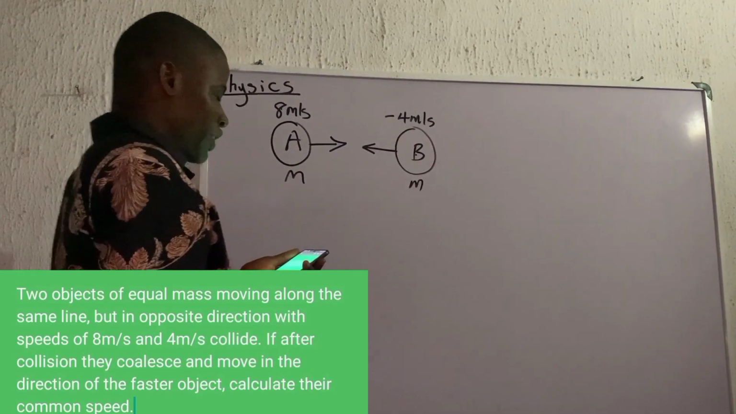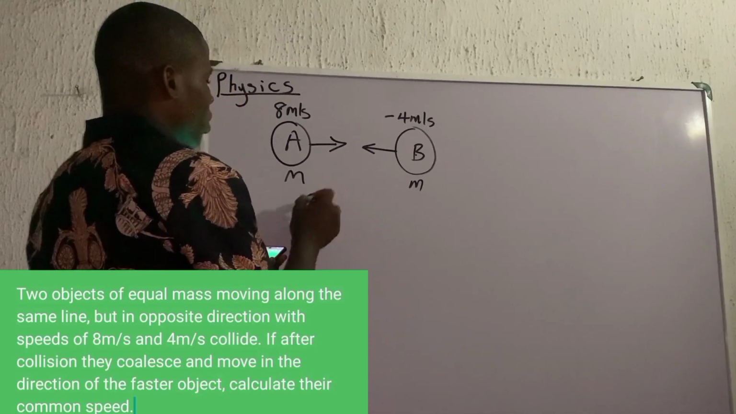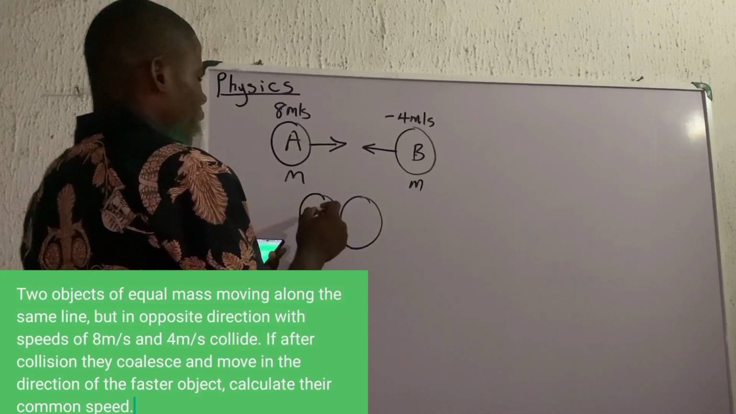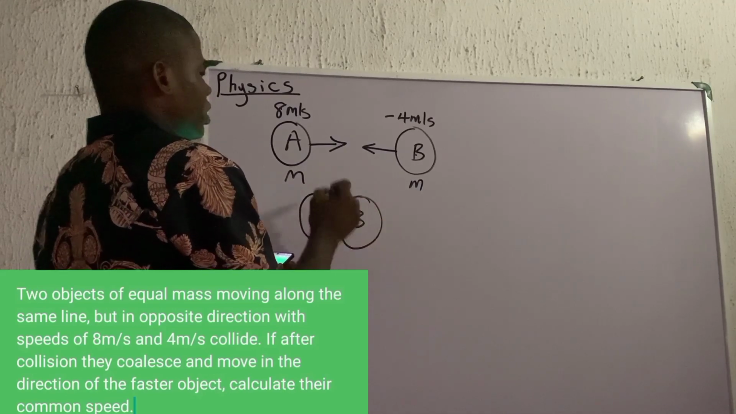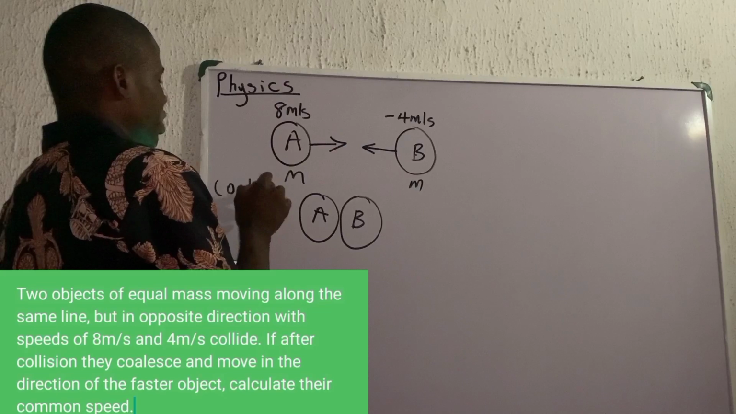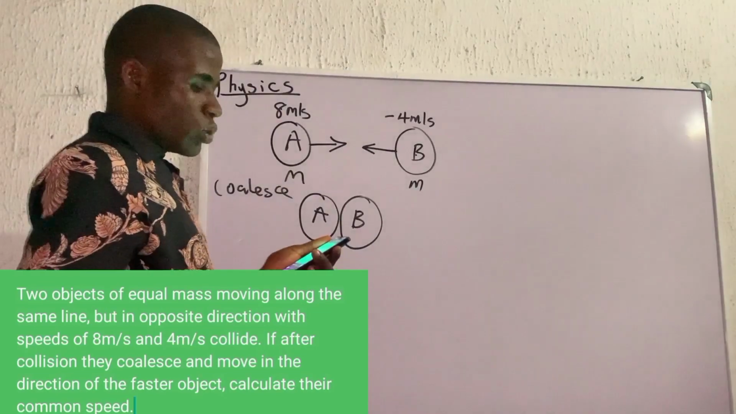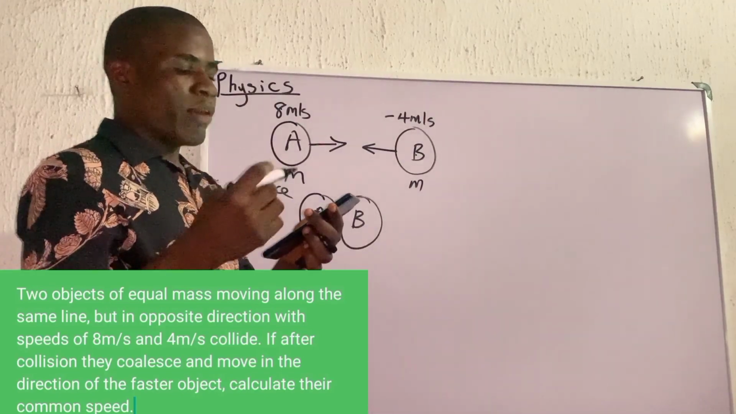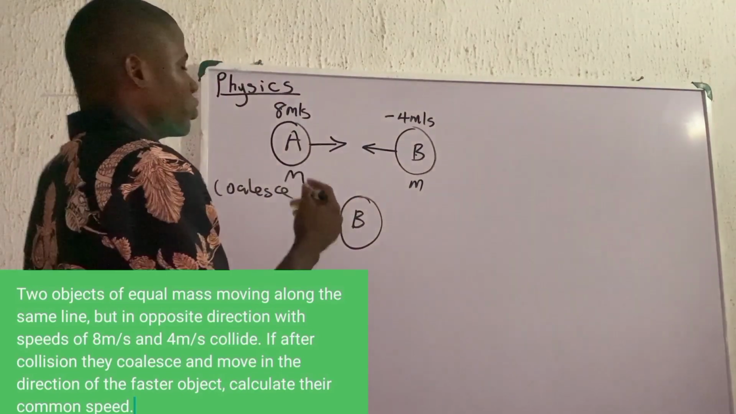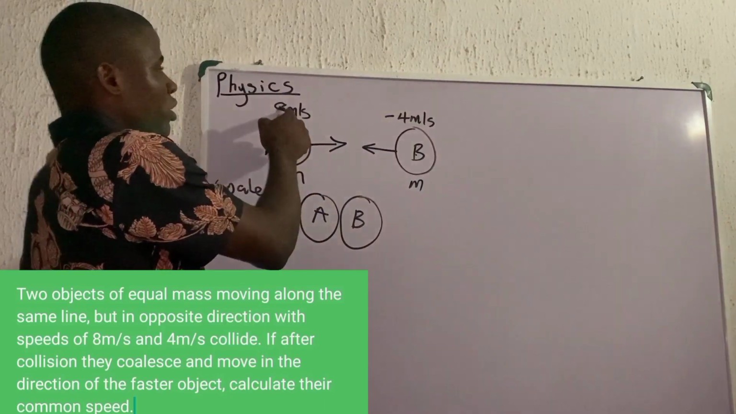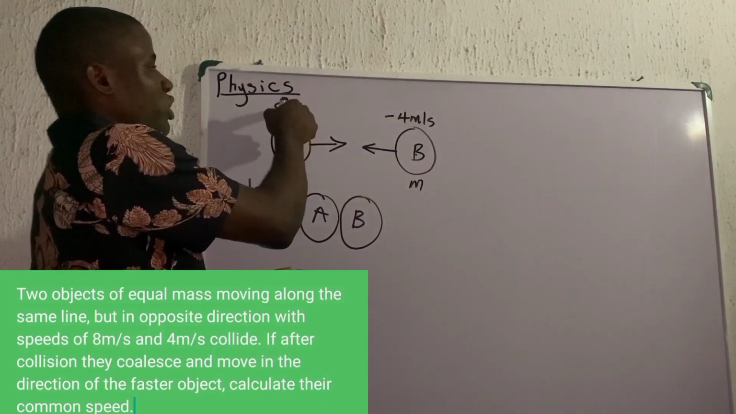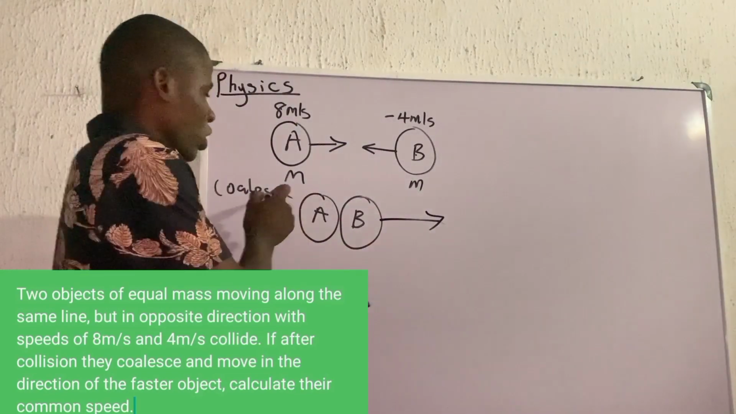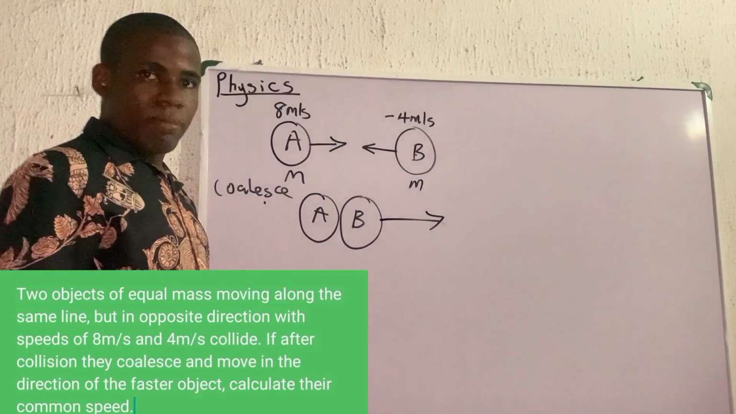So if after collision they coalesce, now after they collide, they coalesce. The word coalesce you are seeing in the question means sticking together. And when they coalesce, they move in the direction of the faster object. Now, which is the faster object? The faster object is A, moving with a velocity of 8 meters per second. Now they moved in the same direction afterwards, sticking together. I hope it makes sense.